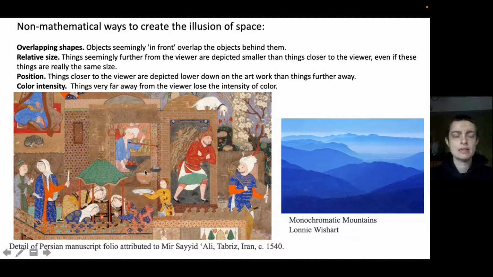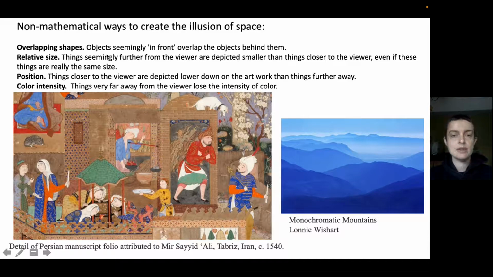In other words, if we look at this detail from a Persian manuscript, these figures that are in the front here appear to be closer, even though everything about this drawing is kind of flattened in other ways. We interpret the figures that are uninterrupted as being in front of the others.